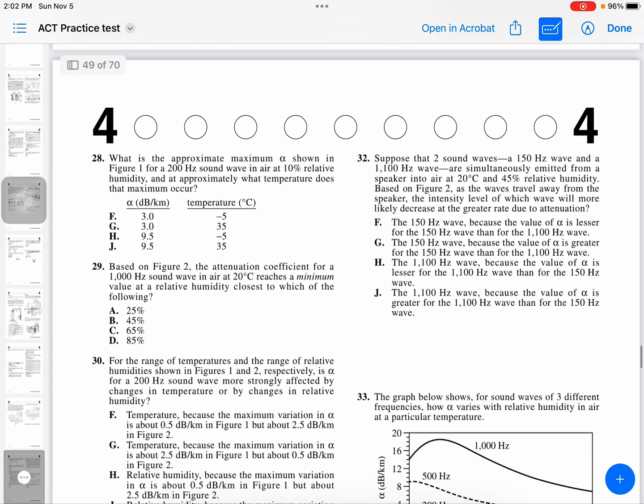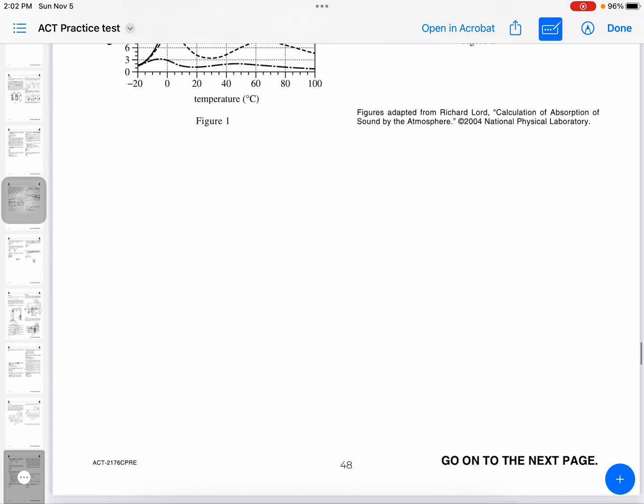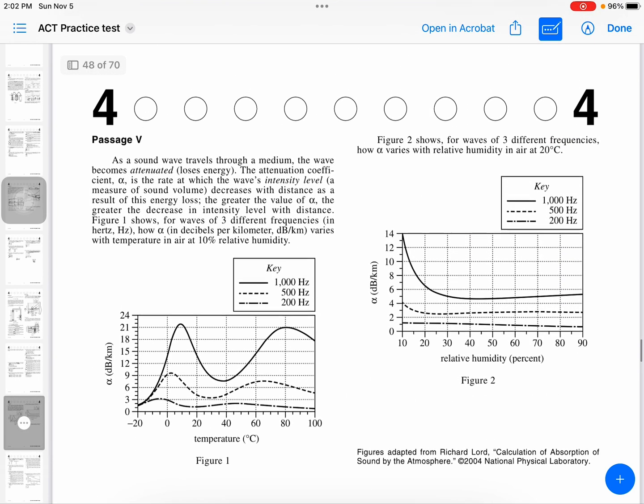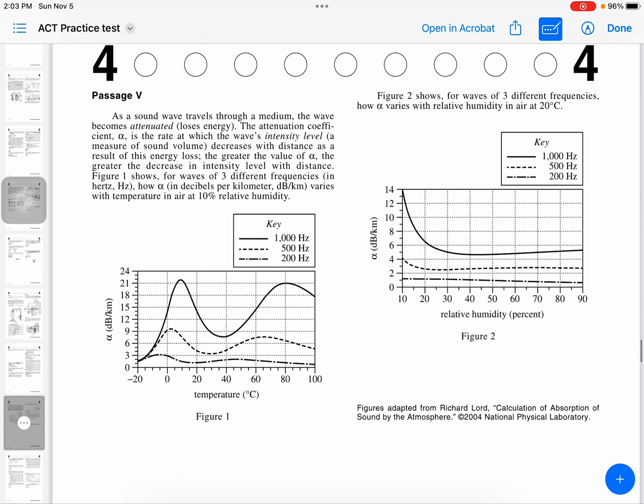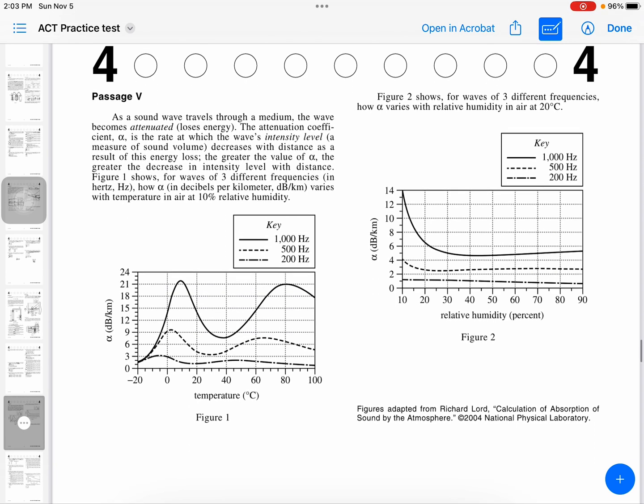Sorry. What's the approximate maximum alpha shown in figure 1 for a 200 hertz sound wave in air at 10% relative humidity, and at approximately what temperature does the maximum occur? So we've got 200 hertz, 10% relative humidity, temperature maximum.